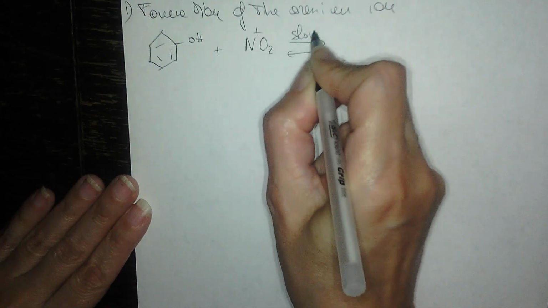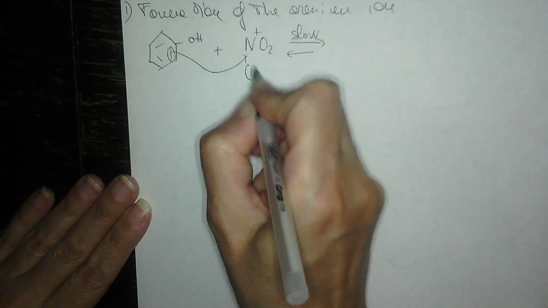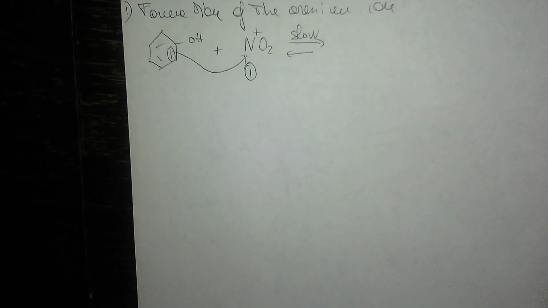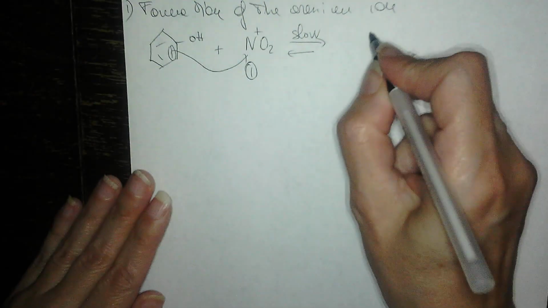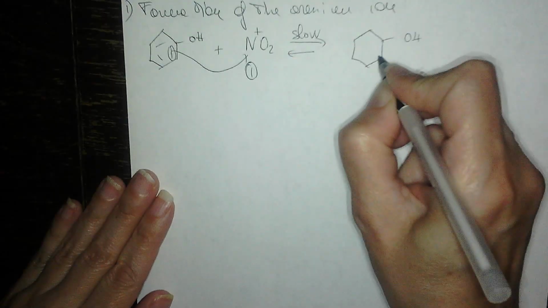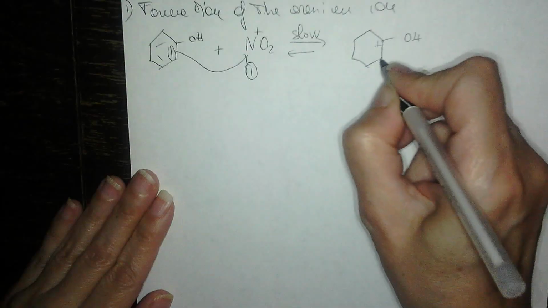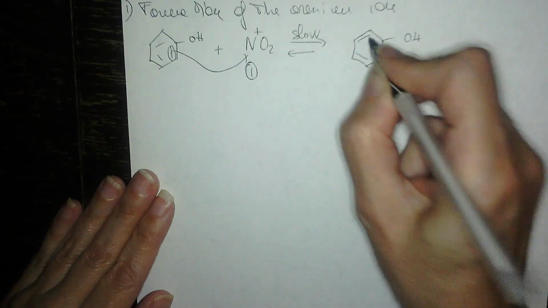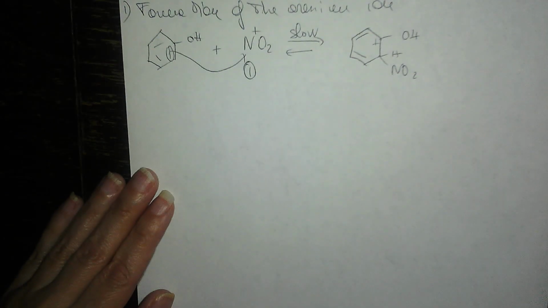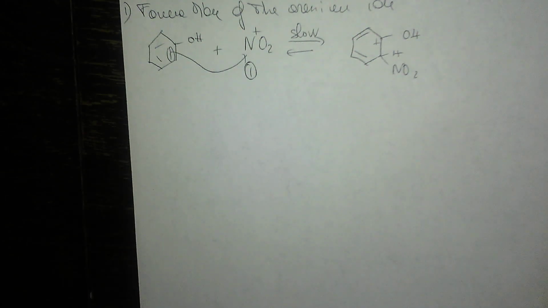That's the slow step. 2 electrons attack, motion number 1, NO2 plus. N is positive charged. What do we form? The arenium ion. OH here, the NO2 goes here, so you have an H and a double bond. So that's what we form, the arenium ion.